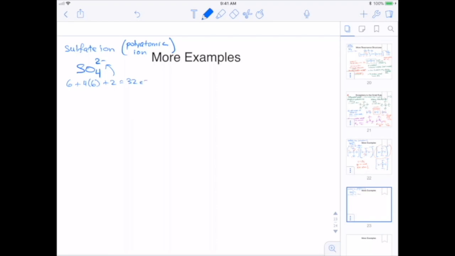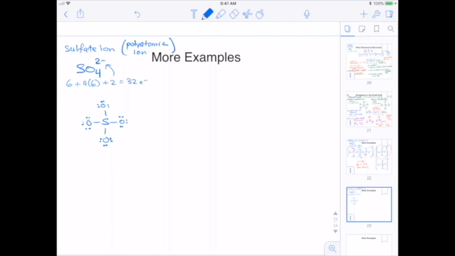The most favorable structure will be with sulfur in the center, surrounded by the oxygens. So let's start with that. And by connecting everything with a single bond, that places 8 of our 32 electrons. So then let's start placing the rest around the outside. So we have 8 placed, 10, 12, 14, 16, 18, 20, 22, 24, 26, 28, 30, and 32.